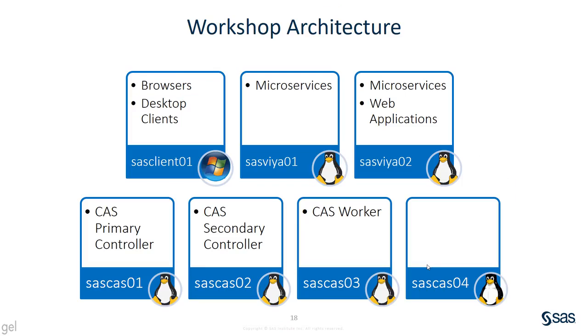And I went over this already. That's our workshop architecture. So 2 Viya machines and 4 CAS machines, with each CAS machine kind of having a different role. But starting off with an MPP CAS environment with 1 worker.